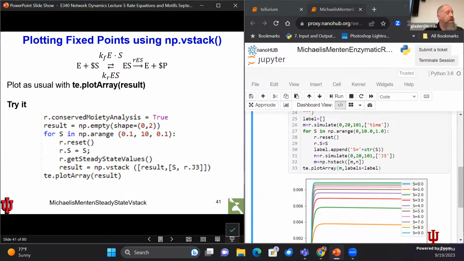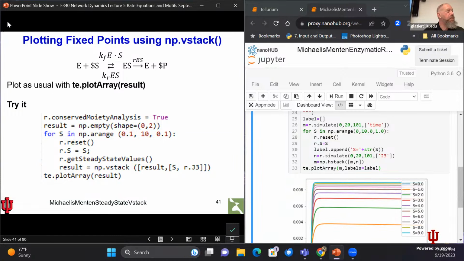And I will tell you in advance that it does not always work. Sometimes it will crash. And if getSteadyStateValues doesn't work, then if you just run r.simulate for a long time, that will work. And so these days, I usually just run r.simulate for a long time. But this is an old slide, so let's see what happens. And you shouldn't need that conserved moiety analysis equals true anymore. That's older Antimony syntax.